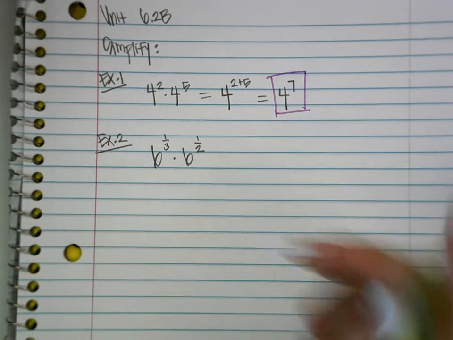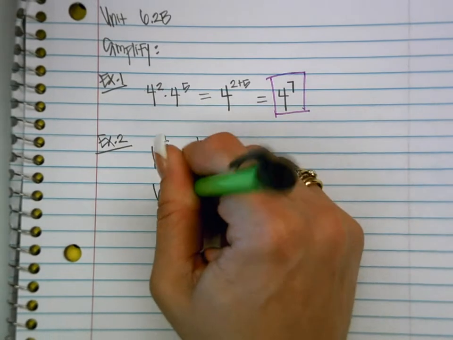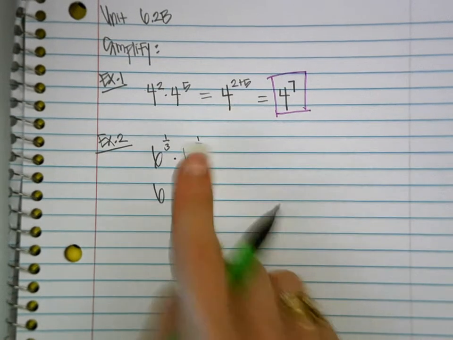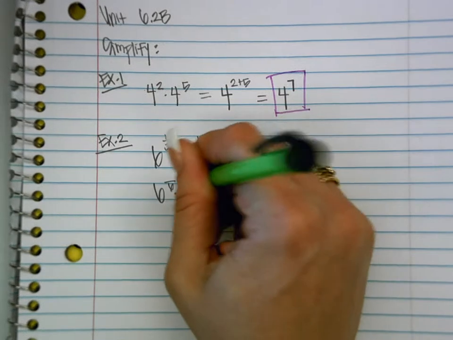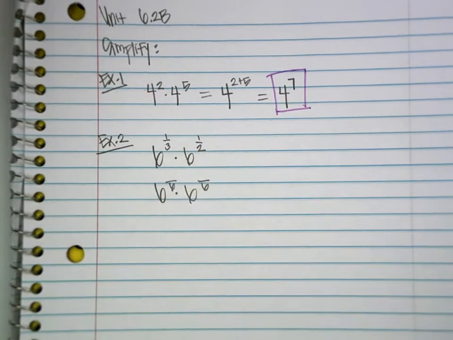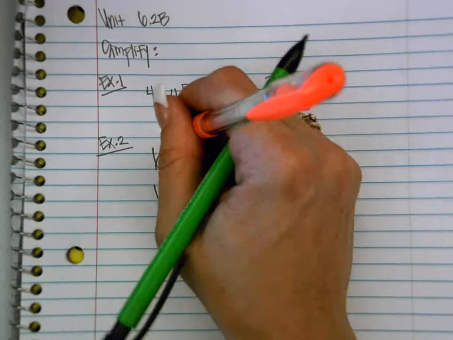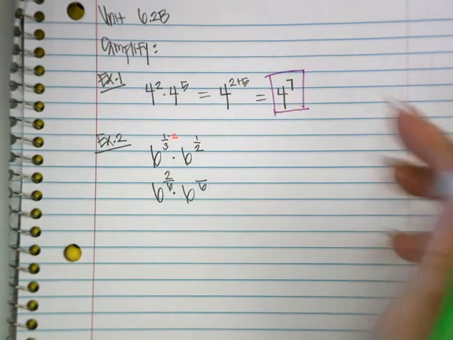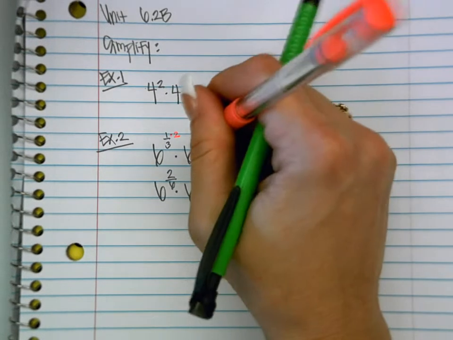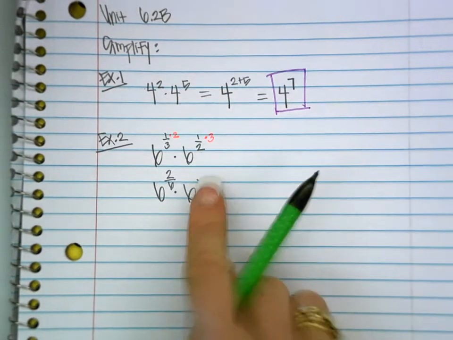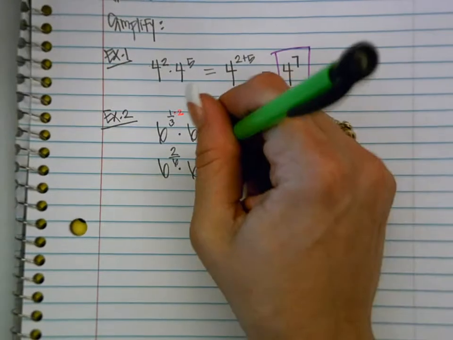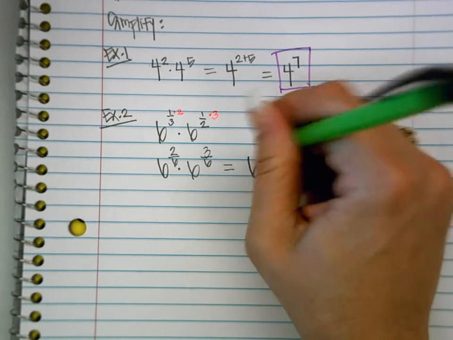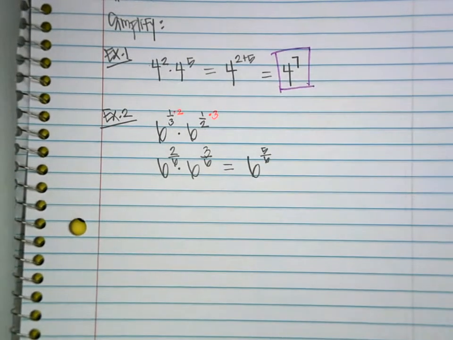So how would you rewrite these with common denominators? There's still 6 as your base. What's the common denominator between 3 and 2? 6. So how do you get from 3 to 6? Multiply by 2. So what is your numerator going to be? 2. How do you get from 2 to 6? Multiply by 3. So what's your new numerator? 3. Then you just add these together. So 6 to the what's 2 over 6 plus 3 over 6? 5 over 6. That's your answer. Done.